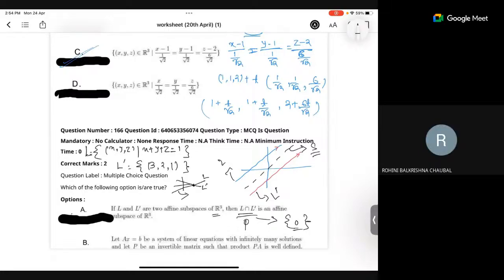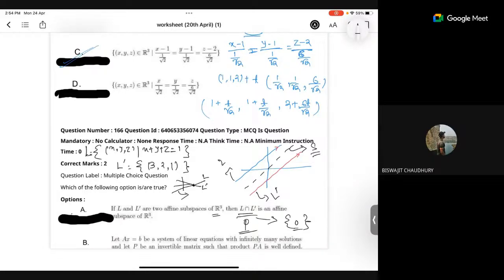But the null set in the parallel line case, is that also an affine subspace? See here, when L and L dash are parallel to each other, are you able to get a solution for any parallel line? You are not, right? L intersection L dash will be the null set. Null set means in that case you won't get any point or element.